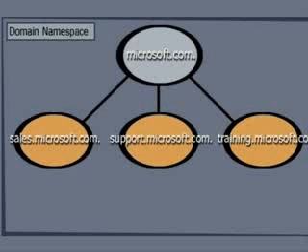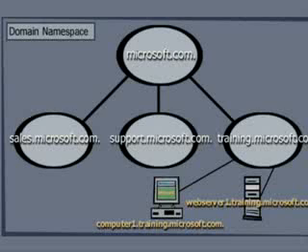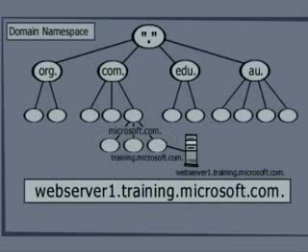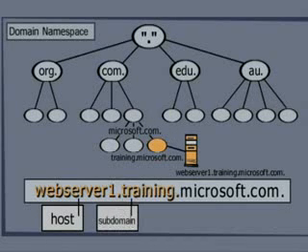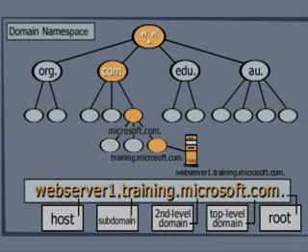And any domain can have hosts. A host is a specific computer within a domain, such as Computer 1 or Web Server 1 in the training subdomain of the Microsoft.com domain. A fully qualified domain name, or FQDN, describes the exact relation of a host to its domain. DNS uses the FQDN to map a host name to an IP address.